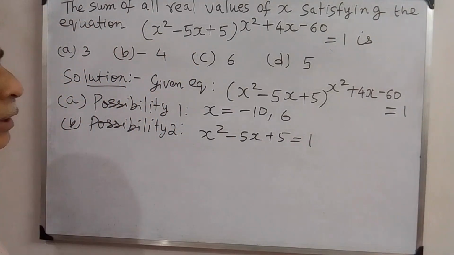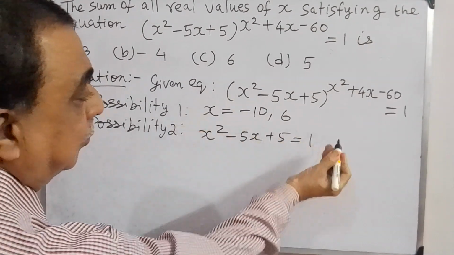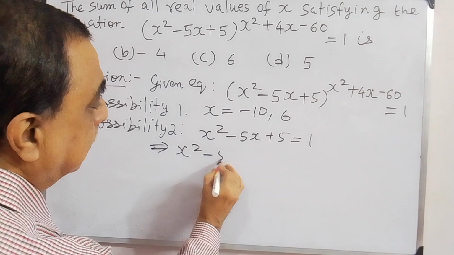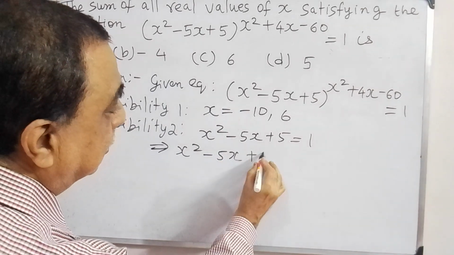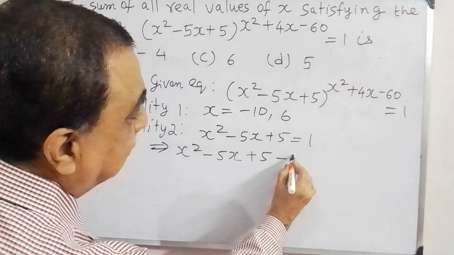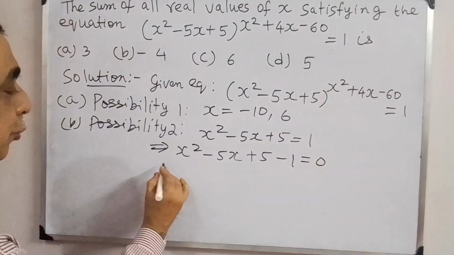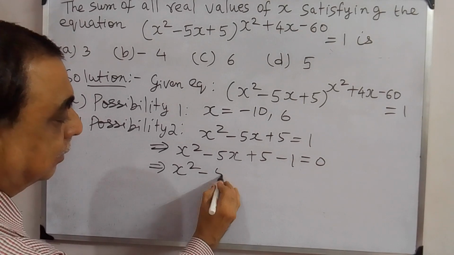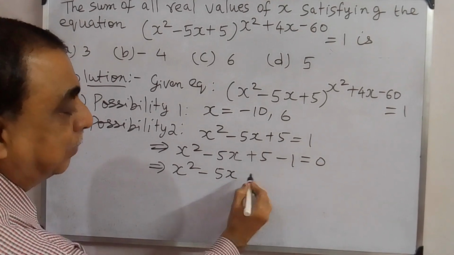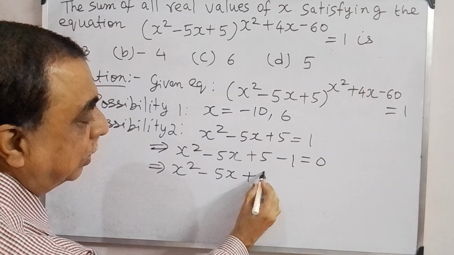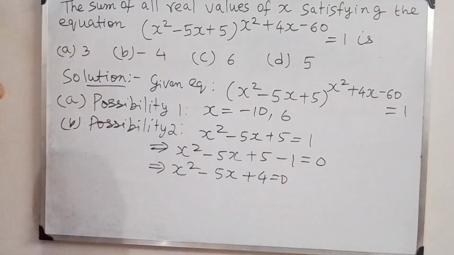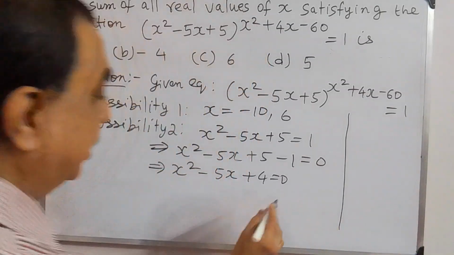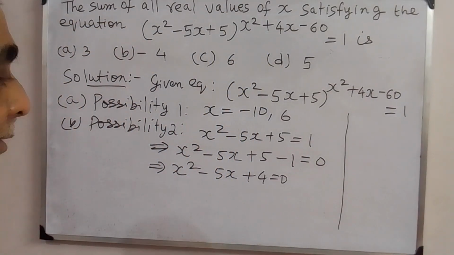Here this is the quadratic equation. Bring the 1 this side. So this will become x squared minus 5x plus 5, and 1 coming this side is minus 1, equals 0. So from here we get x squared minus 5x plus 5 minus 1, which is plus 4, equals 0. So this is the quadratic equation.